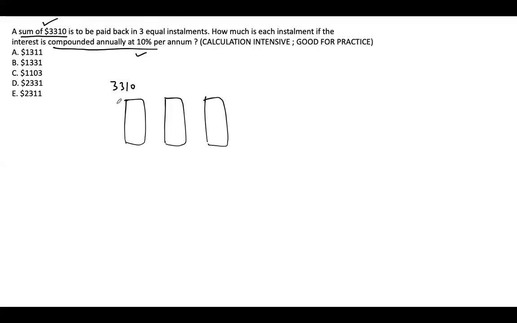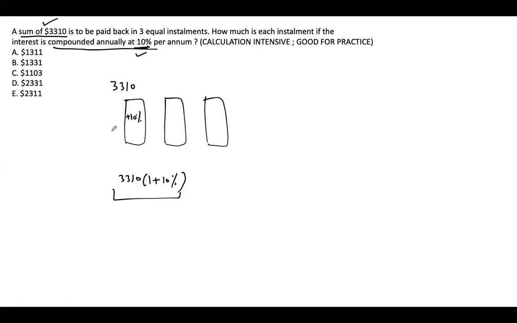So what's happening is, let's say this was your initial amount, and it is going to earn 10% every year. And after the third year, it should be completely repaid. What's happening in the first year? In the first year, this 3,310 is going to earn an interest of 10%, and out of that, some X amount is going to be repaid. So 3310 into 1.1.